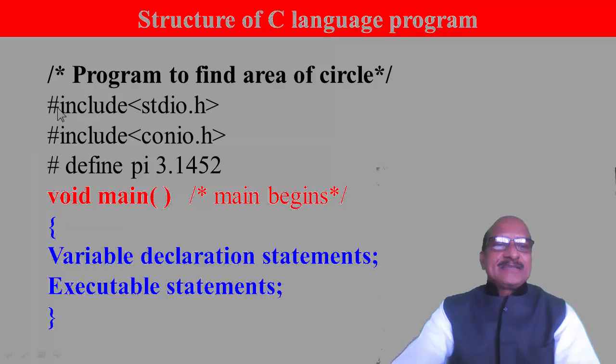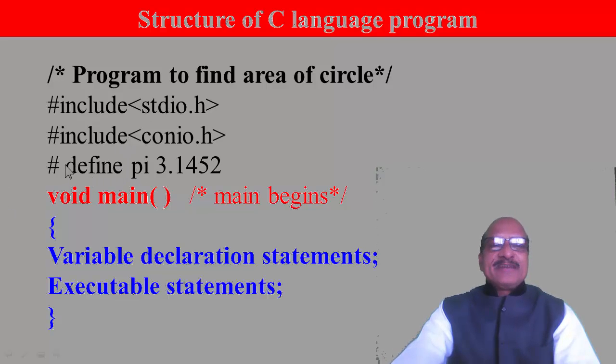Then these are called the header files. Hash include stdio.h, hash include conio.h. These are the two important header files required in every C language program. The C language compiler provides a number of functions, and these functions are available through the header files.